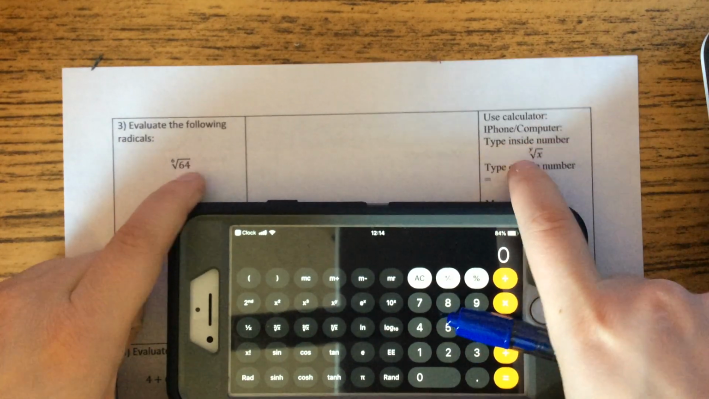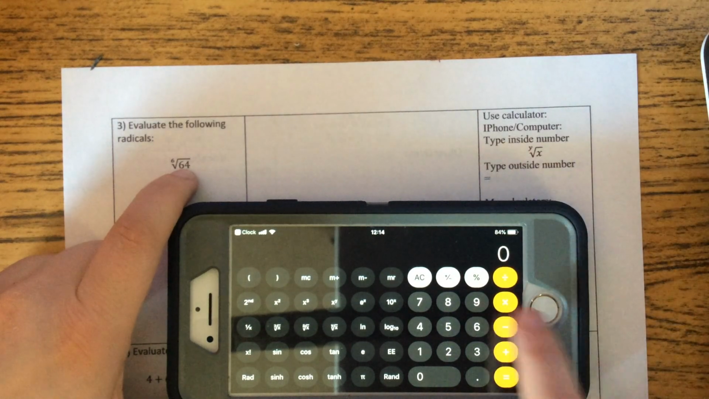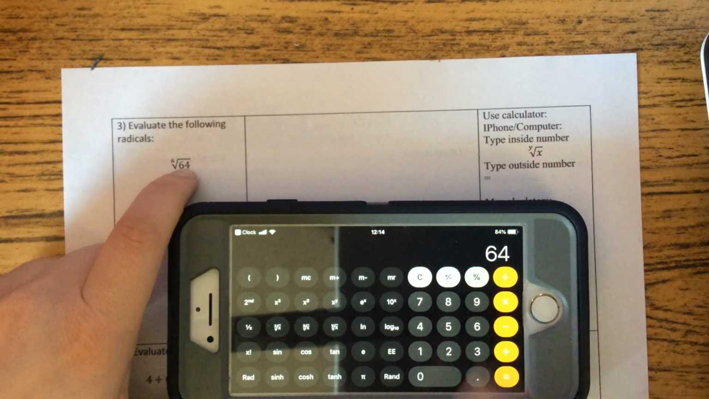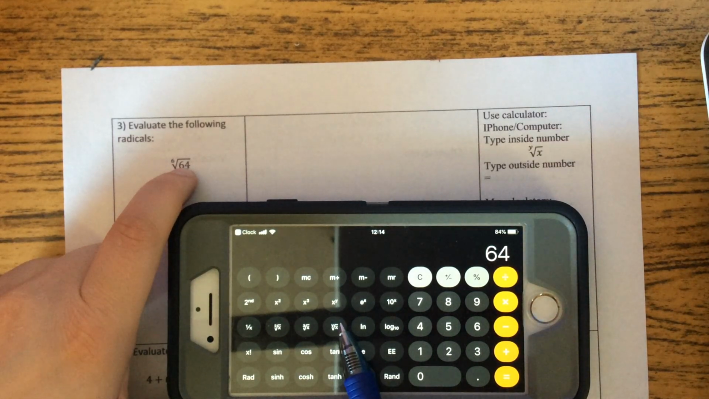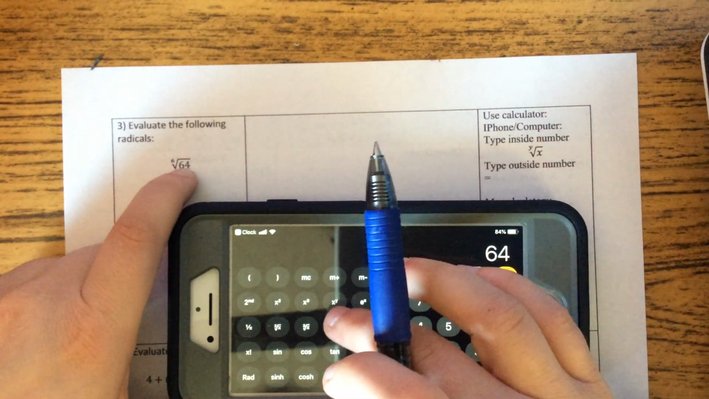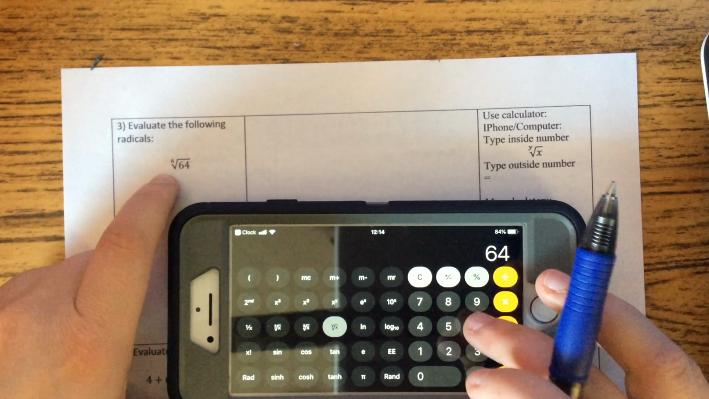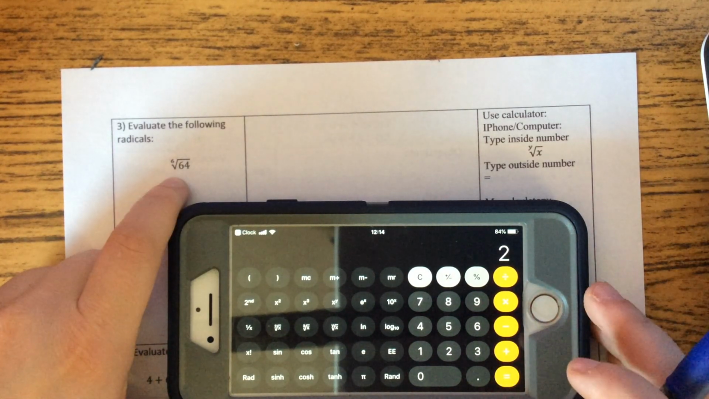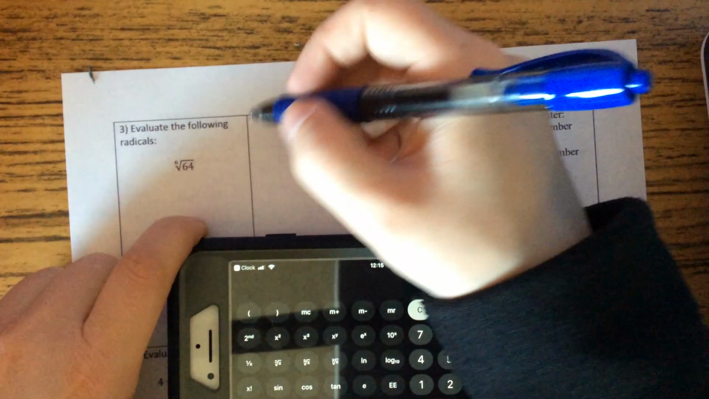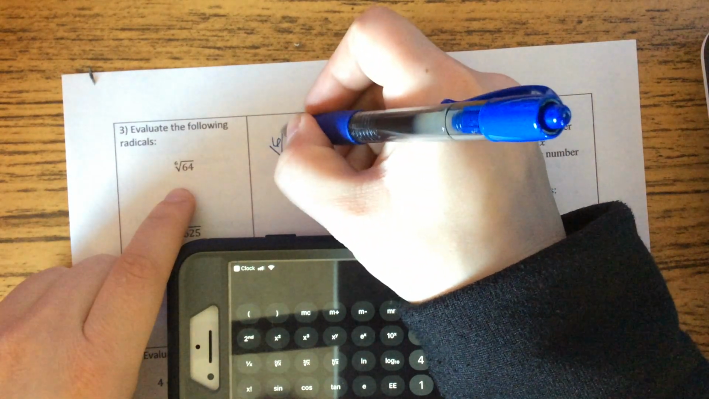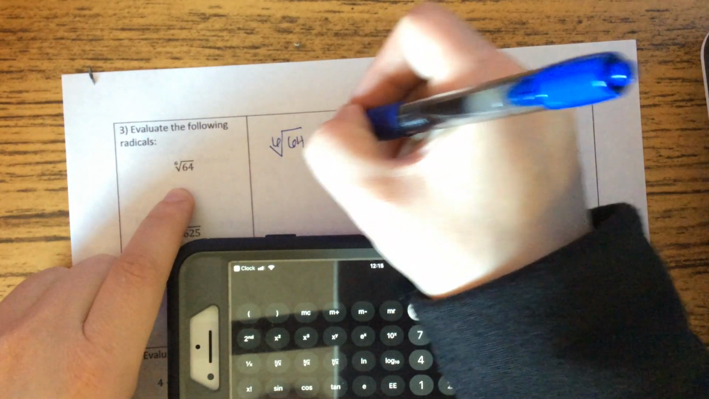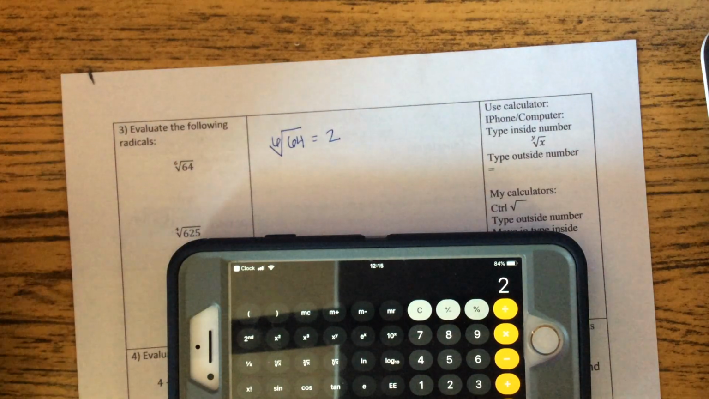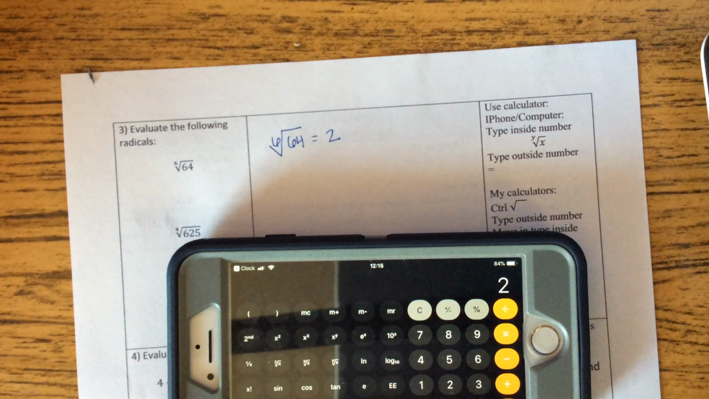Okay, so we need to type the inside number first. So I'm going to type 64 first, and then we need to find this symbol, which is this guy here, this Y. So then I'm going to hit that, and then I'm going to type the 6. And then I hit equals, and my answer is going to be 2. So the 6th root of 64 is 2. And we actually found that out on the front when we did 2 times 2 times 2, 6 times.